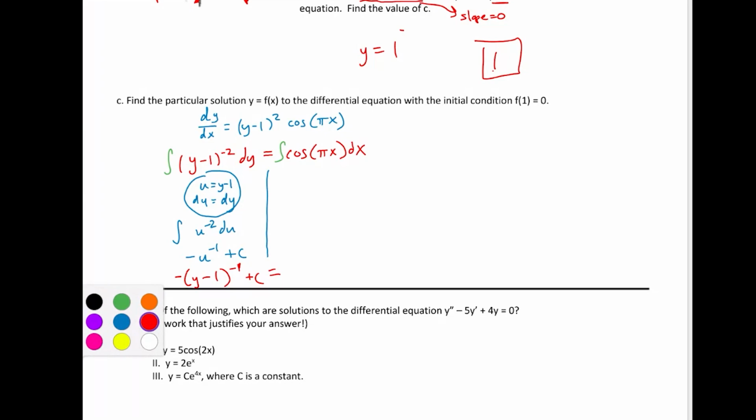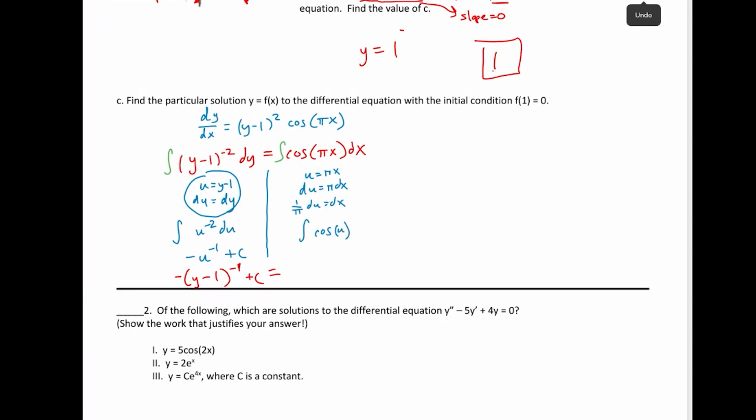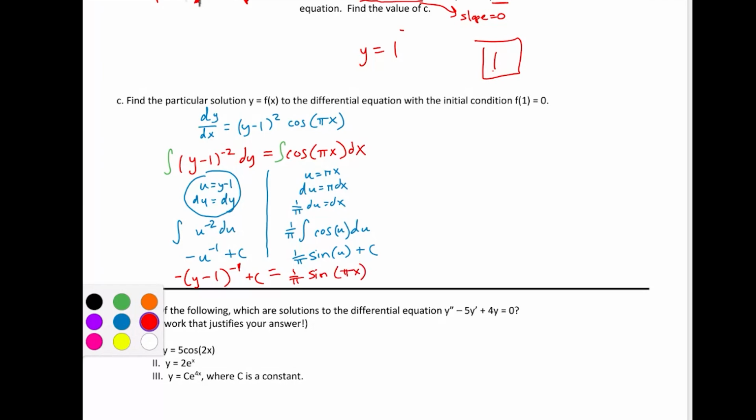Okay, so on the cosine front, we've got a u that is pi x, so du would be pi dx, and we don't have an extra factor of pi, so we need to divide that on both sides. 1 divided by pi du is dx. So we're going to have the integral of cosine u times 1 over pi du. And integrating cosine is just going to give us sine, so we've got 1 over pi times the sine of u plus c, and replacing the pi x back in for u, we're going to get 1 over pi sine of pi x plus c.